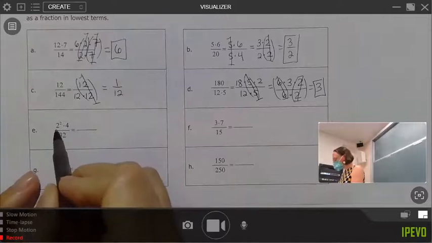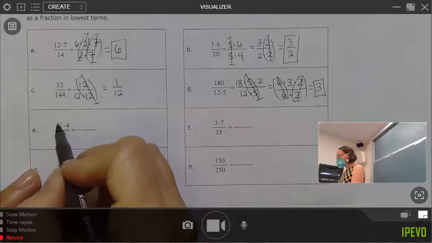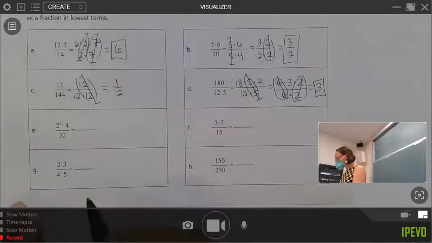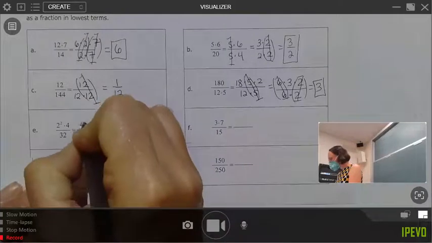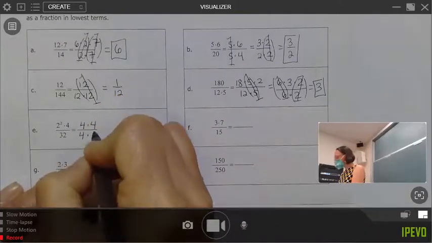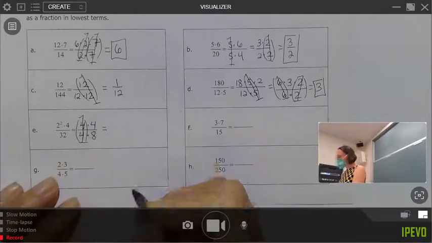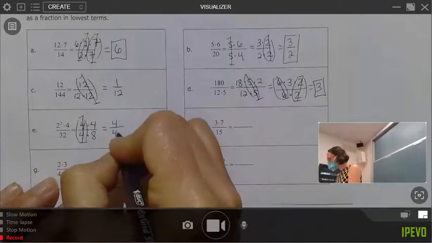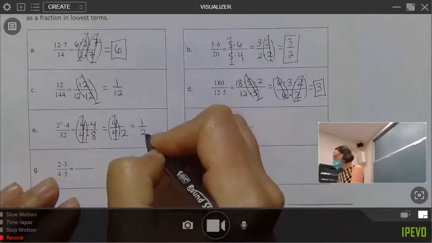On this next one, I've got 2 squared times 4. Now I could multiply that out and say that's 2 times 2 and get a 4. That's totally fine. Maybe I'll do that. So I could say that's 4 times 4. 32 is 4 times 8. So I know that that 4 over 4 is going to give me a 1. And then I can break that 8 down further to say that that's 4 times 2. So my 4 over 4 gives me a 1, and my final answer is 1/2.